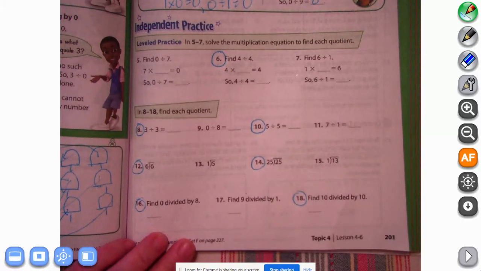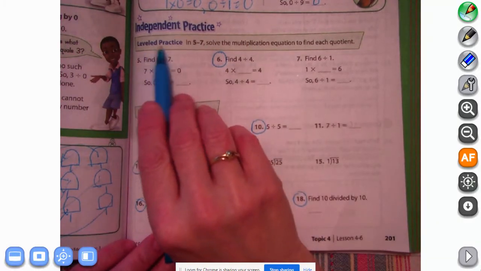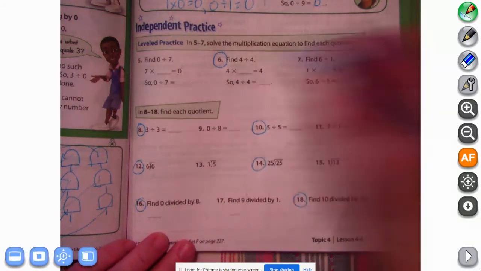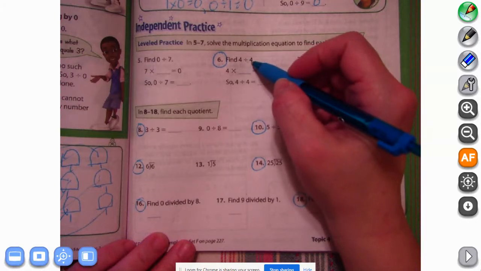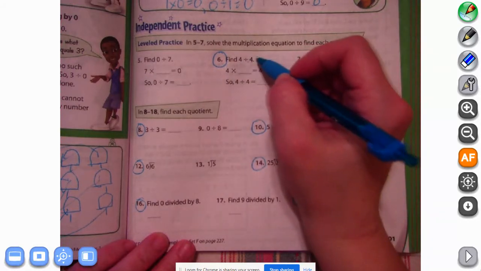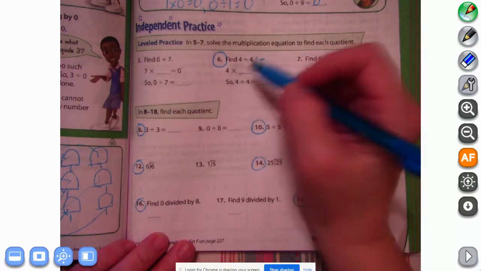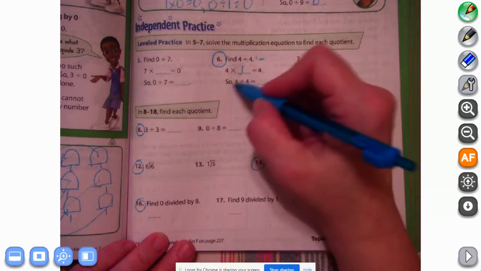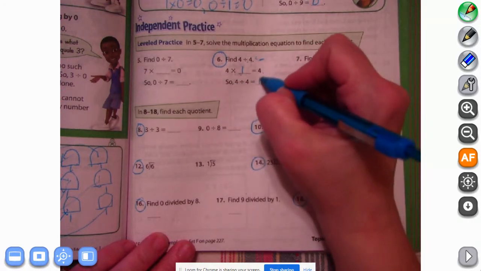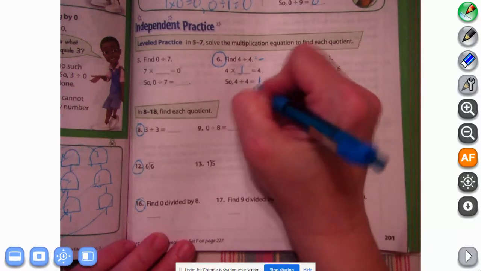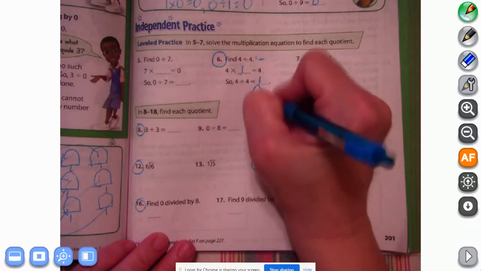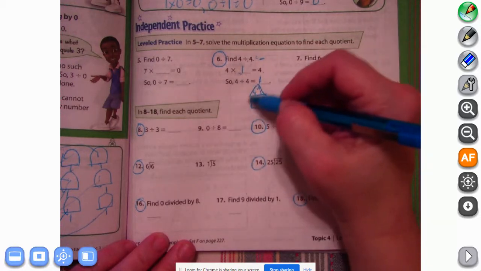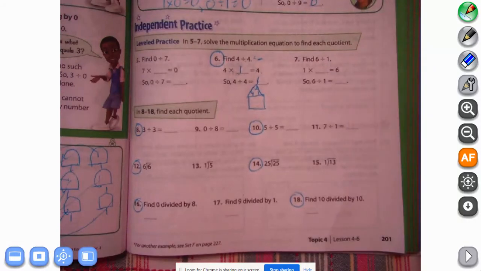Okay. So on this part here, leveled practice in 5 through 7. Solve the multiplication equation to find each quotient. Find 4 divided by 4. It's going to be the same answer here as this answer is going to be. So 4 times what will equal 4? That would be 1. So 4 divided by 4 would be 1. Because in our fact family, remember, we've got 4, 4, and a 1. And we have to have all of them included in our problems.